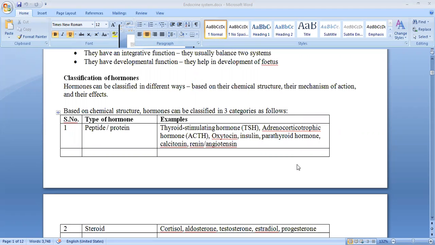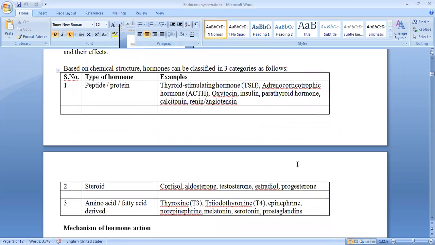We can classify into three categories. The first type of hormones are the ones which are protein in nature, so we call them the peptide or protein hormones. Examples for this are thyroid stimulating hormone TSH, adrenocorticotropic hormone ACTH, oxytocin, insulin, parathyroid hormone, calcitonin, renin and angiotensin. All these are examples of hormones which have a peptide or protein kind of structure.